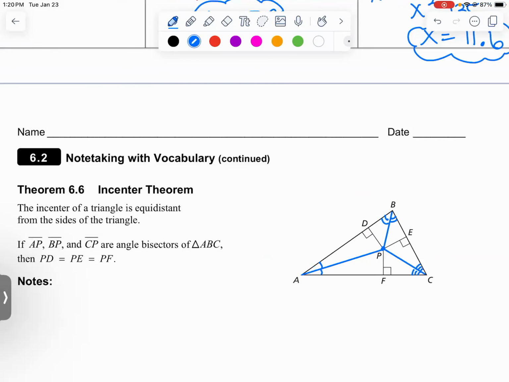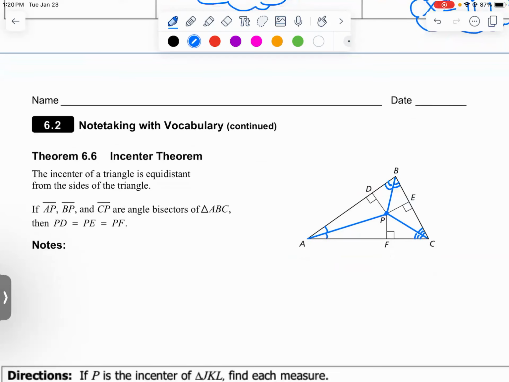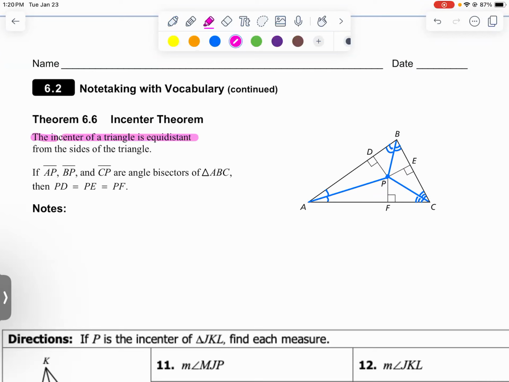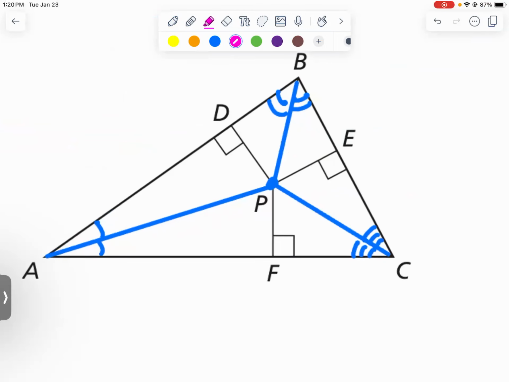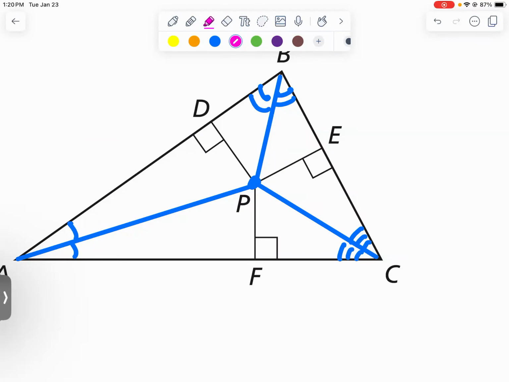Okay, so the in-center theorem says that our in-centers are all equidistant from the sides of the triangle. So what that means is this point P is the same distance away from all three sides of our triangle. Now notice how we have to make the right angle, because if we're talking about the distance from a point to a segment, we have to measure that perpendicularly. That's a fun word to say.